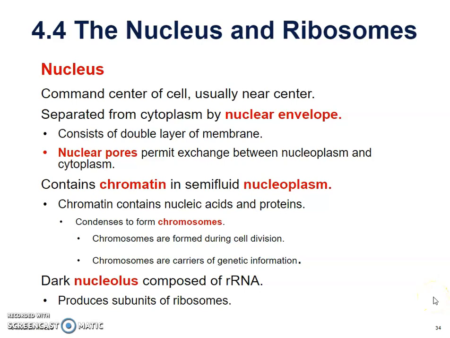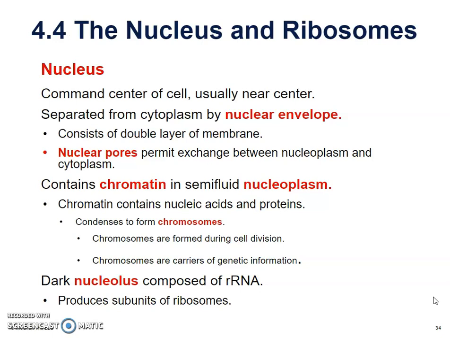Alright, section 4, the nucleus and ribosomes. The nucleus is the command center of the cell. Generally it's found in the middle, and it's separated from the cytoplasm by a nuclear envelope, which is just like the cell membrane, the outer layer, but it has nuclear pores, which allow an exchange between the nucleoplasm, which is like the cytoplasm, but it's just inside the nucleus, and the cytoplasm. So it allows certain things to go in and out.